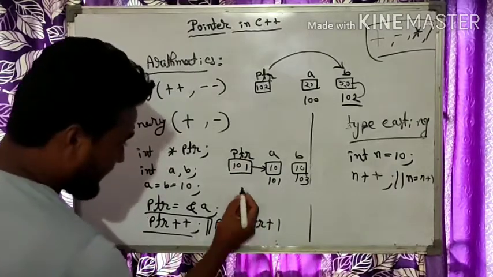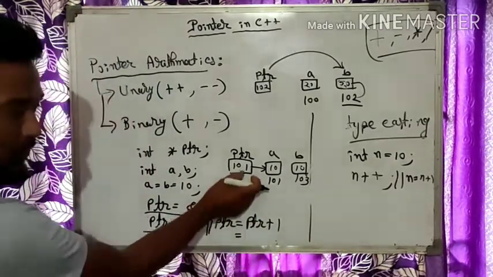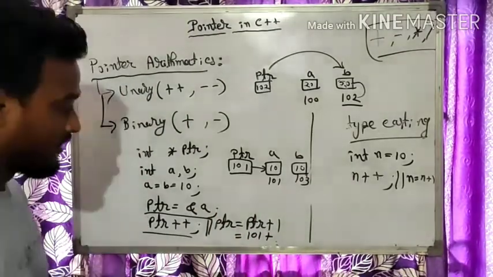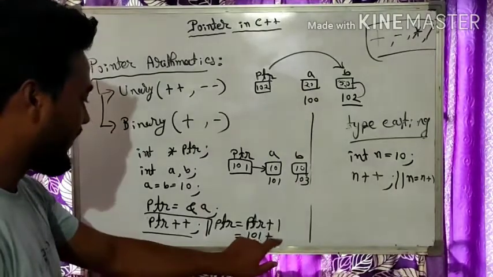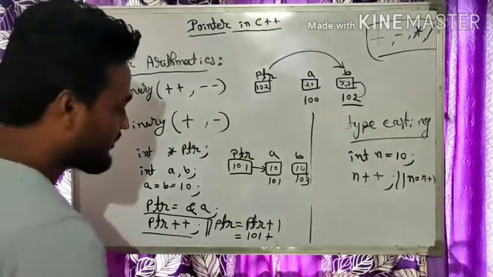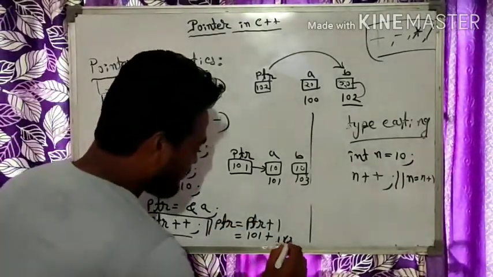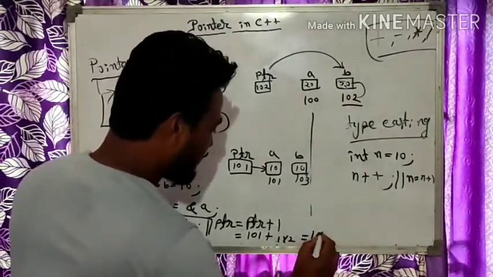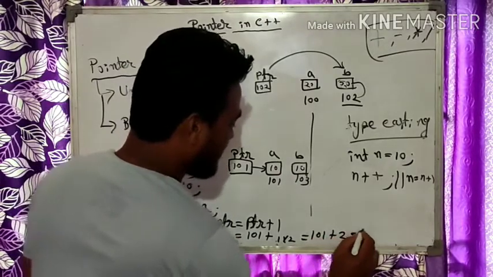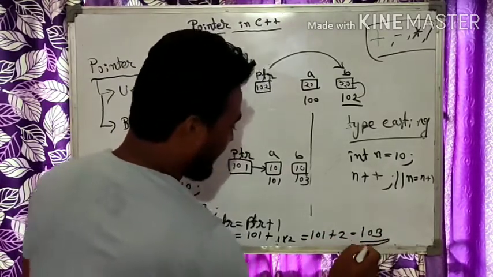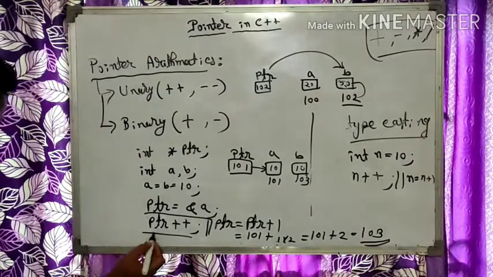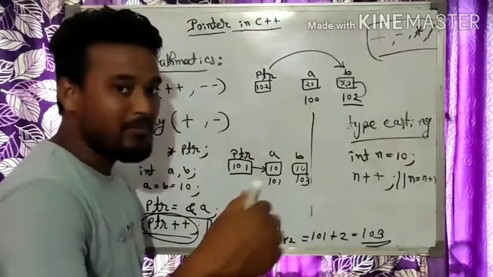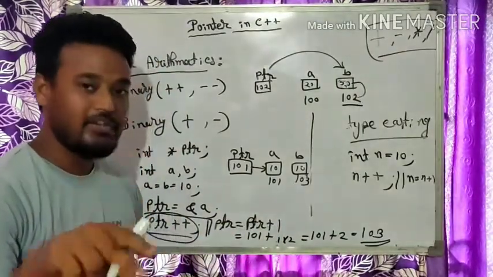So ptr's memory address is the current memory address of the pointer. The current memory address is 101 plus 1. This 1 is an integer value, right? So we'll write here 1 into 2. So 1 into 2 equal to 101 plus 2. Ultimately you are getting the next address. That means when you execute this statement, it will be incremented by 2.